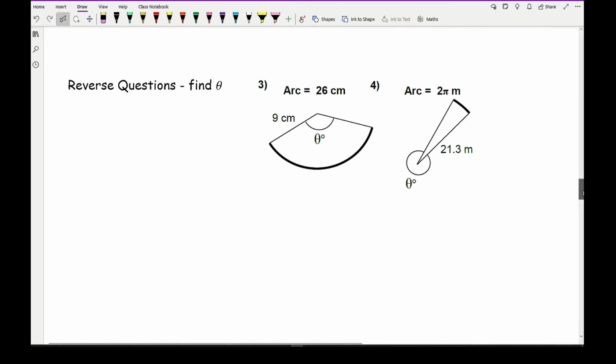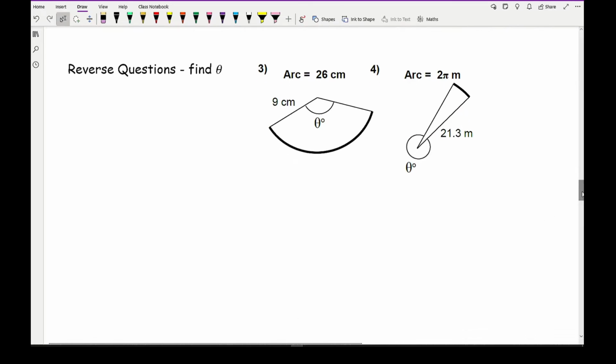So just like before, let's have a look at some reverse questions. Here what we're doing is, now with these lengths here, the arc length is just representing what this length here is. So again, we're not moving on to this perimeter, which is what we will do in due course.